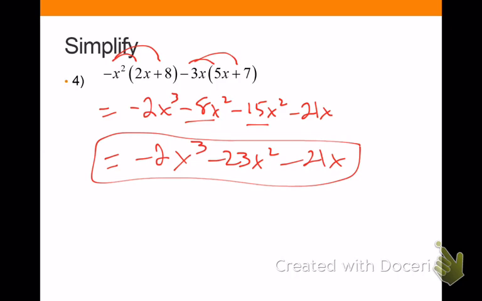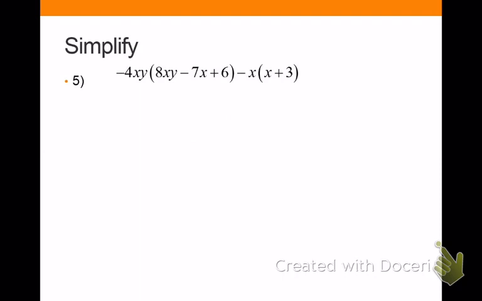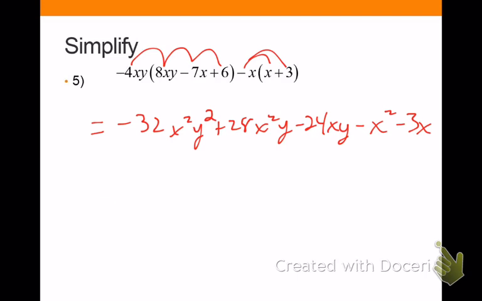Okay? So not a whole lot more complicated. Just distribute a second time and then combine like terms. Okay, try 5 here. Stop the video, start it back up when you're done, and see if you got it right. Okay, did you get this? Distribute those 2 times, and you won't end up with any like terms, so we just get negative 32 x squared y squared plus 28 x squared y minus 24xy minus x squared minus 3x.